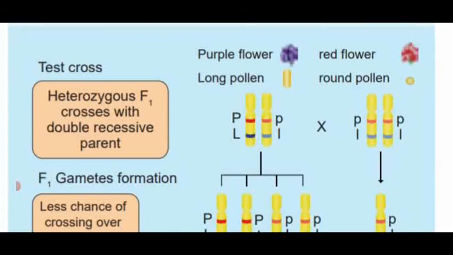See that one? The F1 generations are heterozygous. Why is it said to be heterozygous? Capital P, small p; capital L, small l. It is crossed with the double recessive parent.